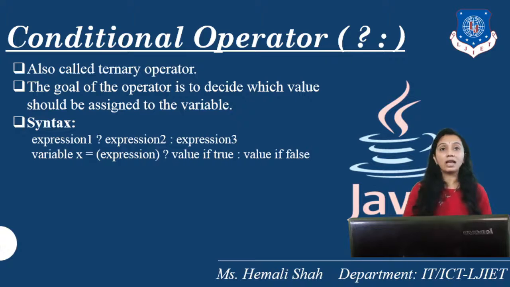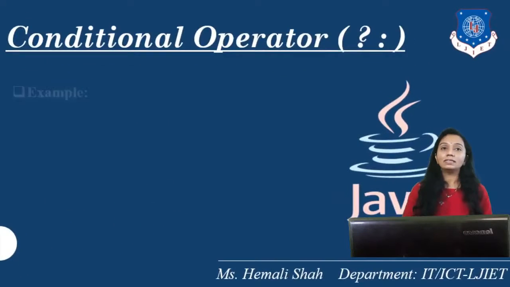Expression 3 will be assigned to this x if the condition becomes false in expression 1, right? So based on expression 1, it assigns the value to this particular left-hand side variable. So let's try this conditional operator.